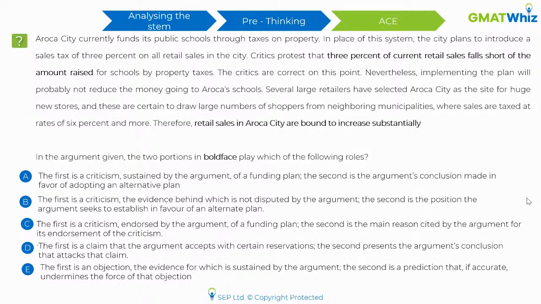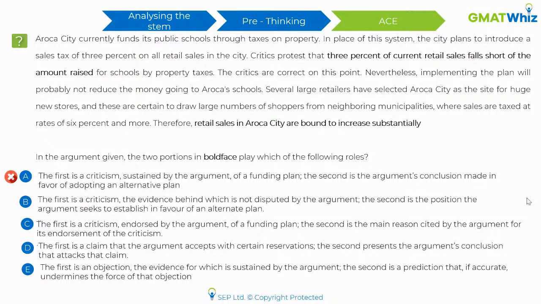So I know A is incorrect, but I always make sure I read the rest of the choices quickly. The second is the argument's conclusion. No, the second one is not the argument's conclusion. Okay, it's an intermediate conclusion. When you say the argument's conclusion, you are referring to the main conclusion. Made in favor of adopting an alternate plan. Yes, this part is true, but it is not the argument's main conclusion, and therefore A is incorrect. All right, some of you marked A.